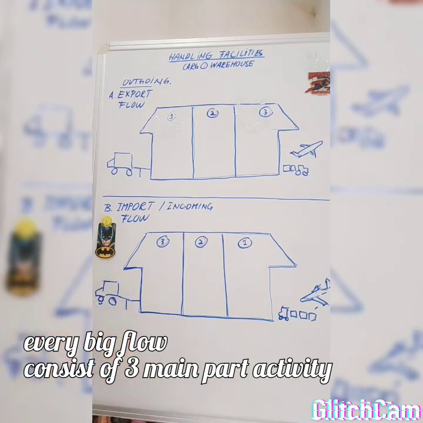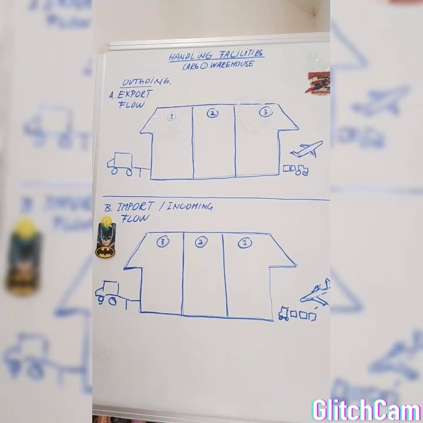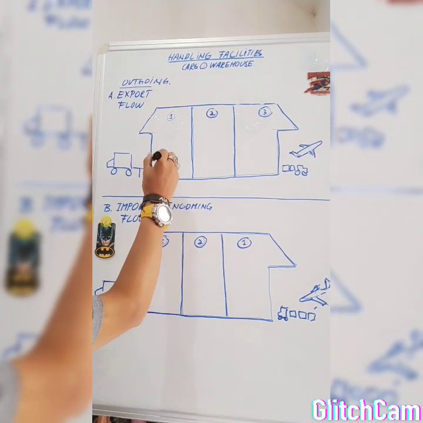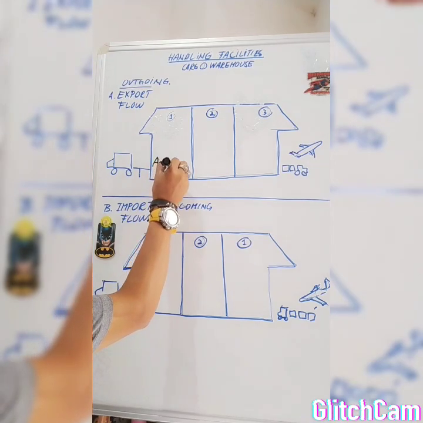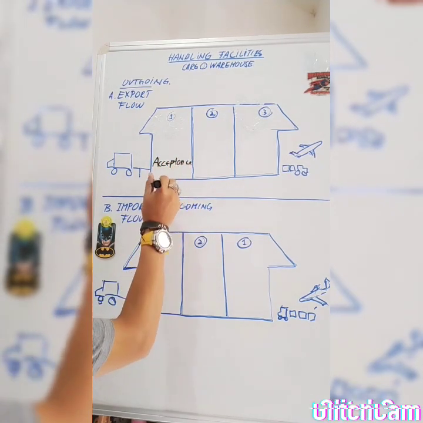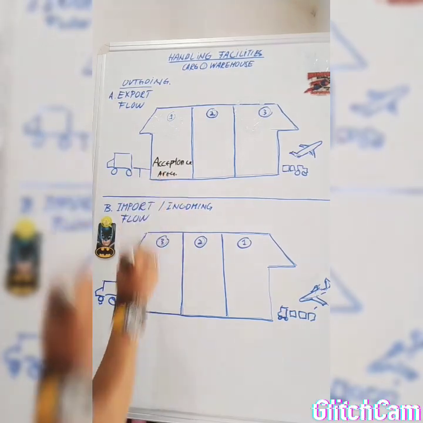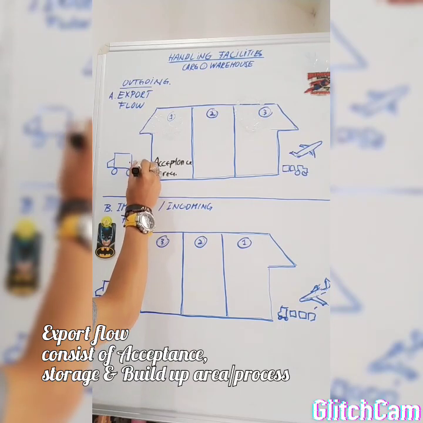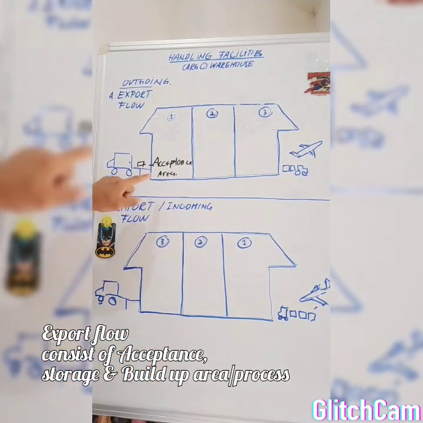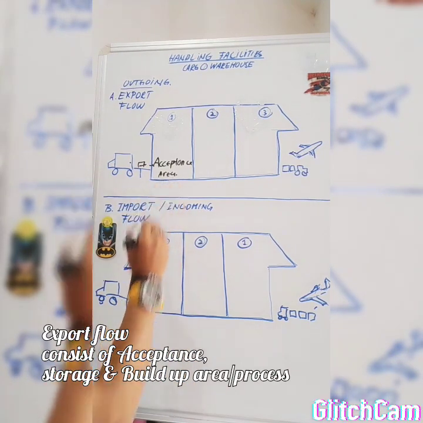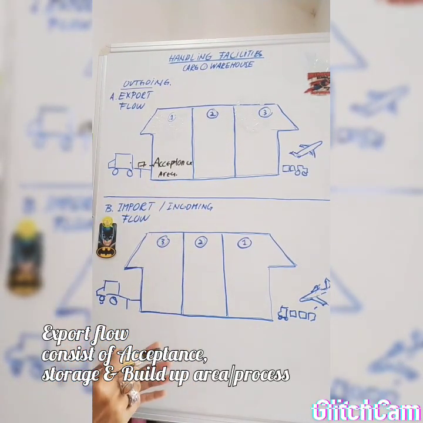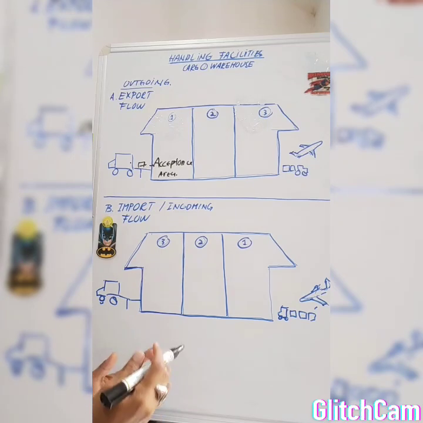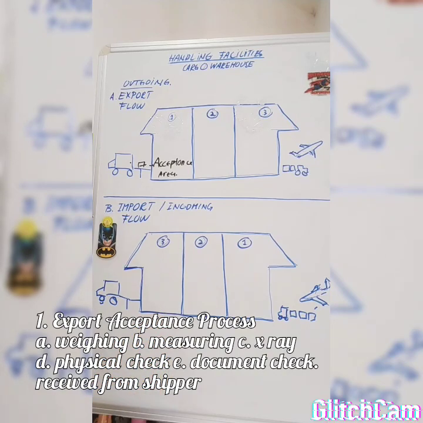The first activity or first process we call acceptance. This is the acceptance area or process where the cargo received from the shipper goes. In the acceptance process there are many sub processes such as weighing, measuring, x-ray, physical check, and document acceptance on the first acceptance area.